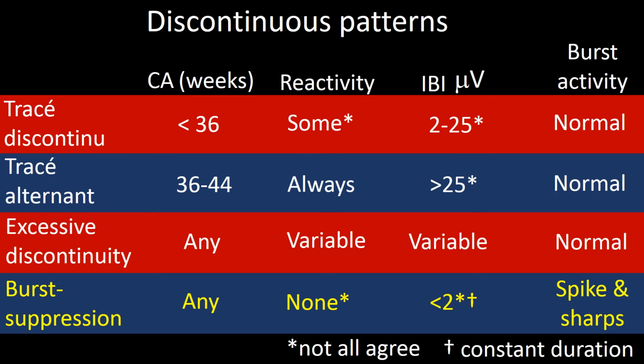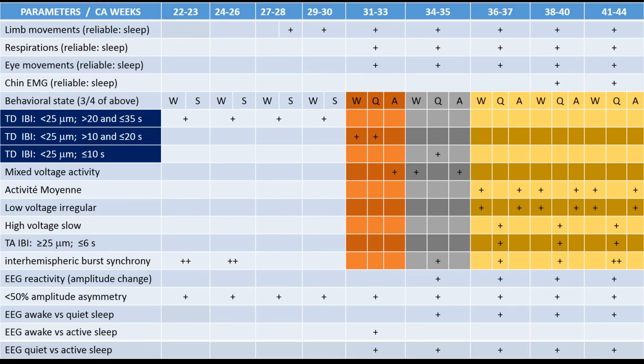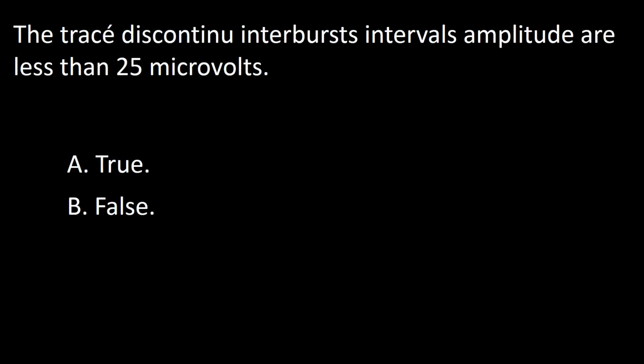Burst suppression occurs at any age. Most agree that there is no reactivity. Some consider that the interburst activity should be less than 2 microvolts, and the burst should be made of spikes and sharp waves. So, one thing in common to all tracé discontinue, as I have chosen to define them, is the interburst activity being less than 25 microvolts. So the answer to this question is A.